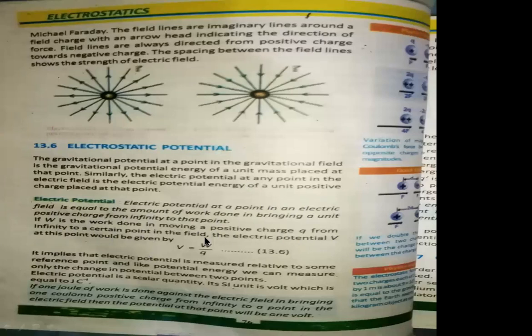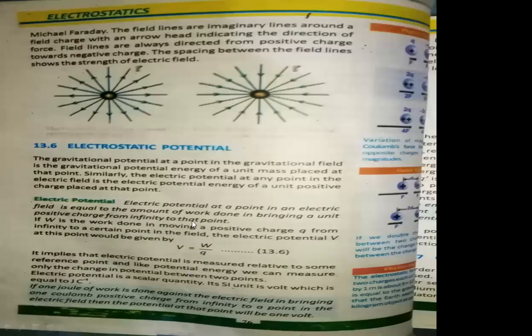The formula for electric potential is V equals W by Q, where W is the work done and Q is the unit positive charge. So if W is the work done in moving a positive charge Q from infinity to a certain point in the field, the electric potential V at this point would be given by V equals W by Q, where W is the work done and Q is the unit positive charge.